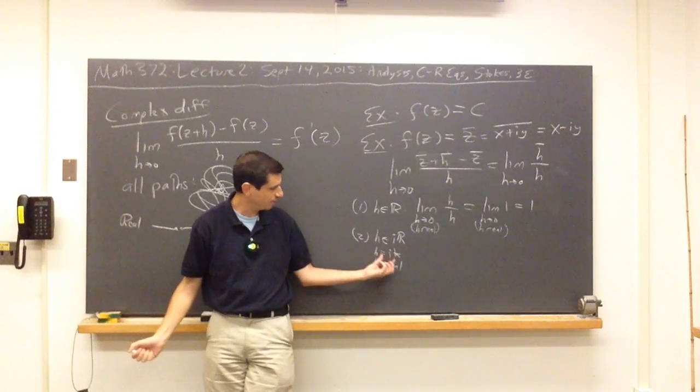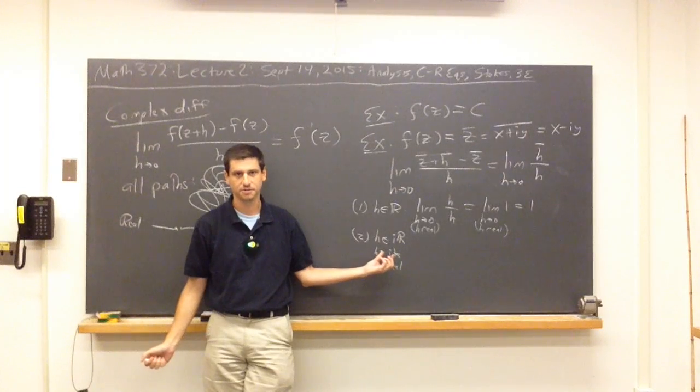Why do I want to go through and write h equals ik? Notation matters. Why am I doing this?